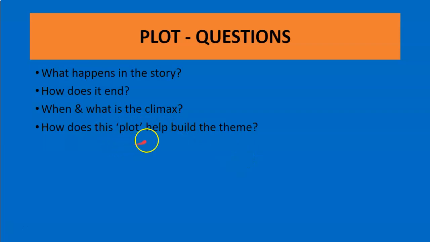And of course the whole idea of the plot is going to be related to the theme. You can't just walk away from a story with the theme. The theme is related to what actually happened in the story.